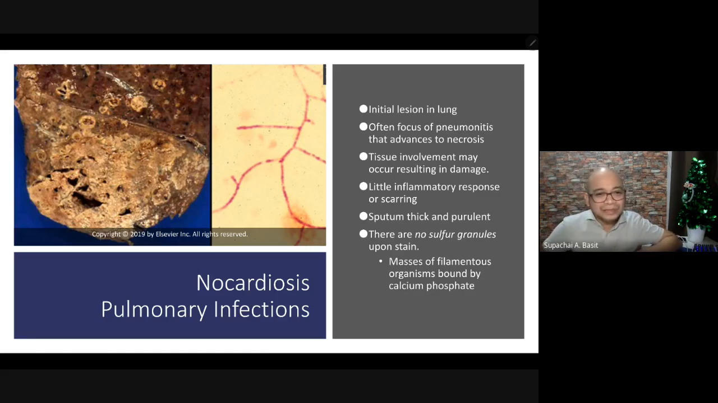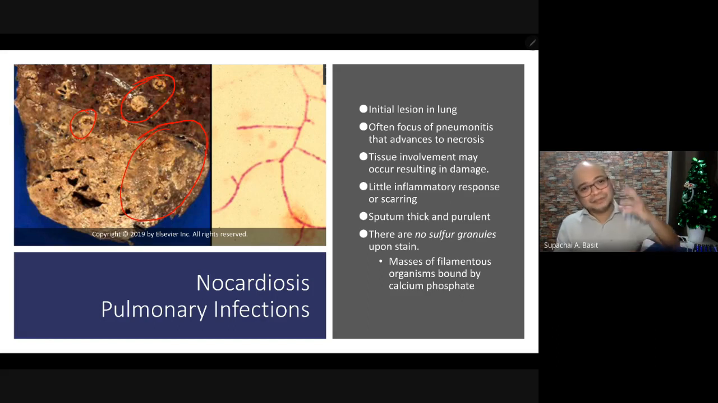So let's talk about the nocardiosis pulmonary infection. At first, there would be an initial lesion in the lungs. There would often be a focus of pneumonitis that advances to necrosis. This is an example of an autopsy from the lung of a patient who had tissue necrosis. So tissue involvement may occur, resulting in damage. Little inflammatory response or scarring may also be possible.